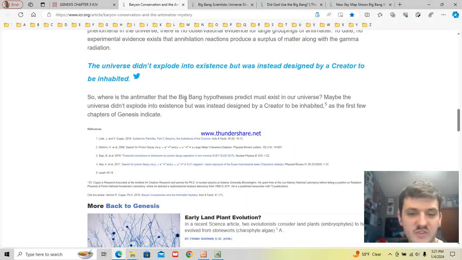So where's the antimatter for the Big Bang hypothesis? It must exist in the universe. Maybe the universe didn't explode into existence. It was instead designed by a creator to be inhabited. And it was the first chapter of the Genesis Endgame.